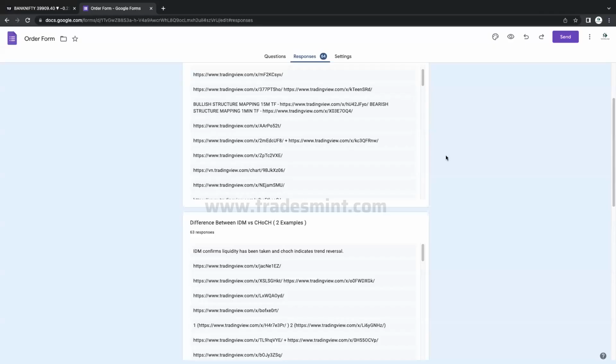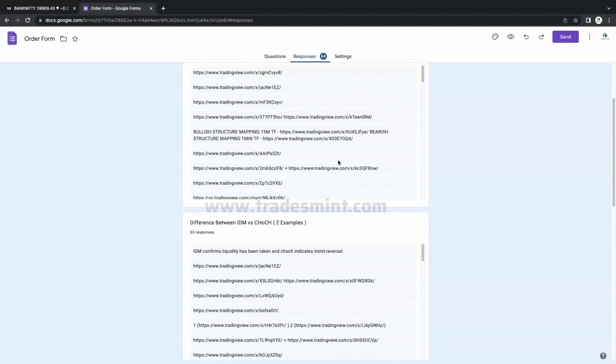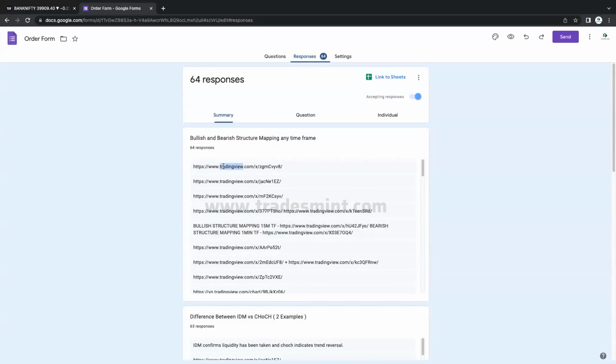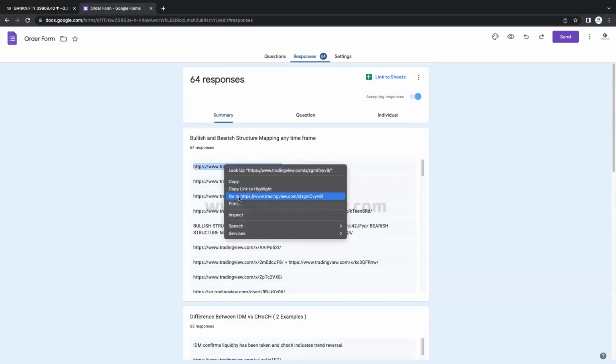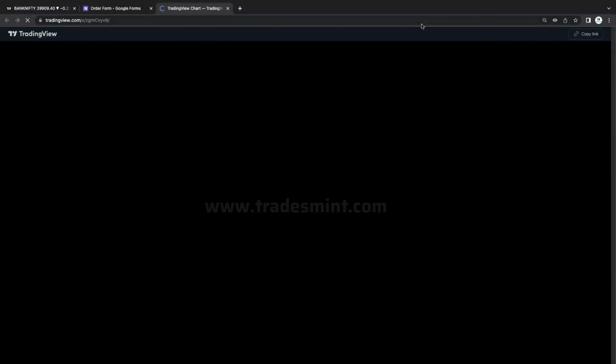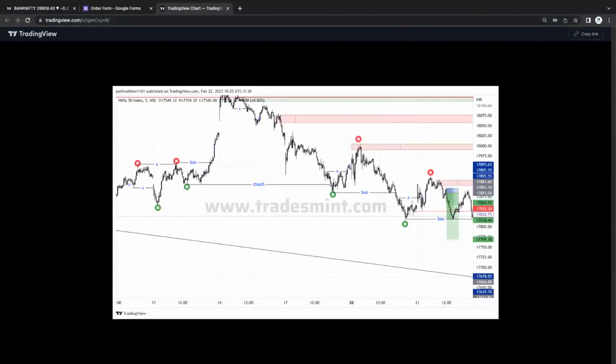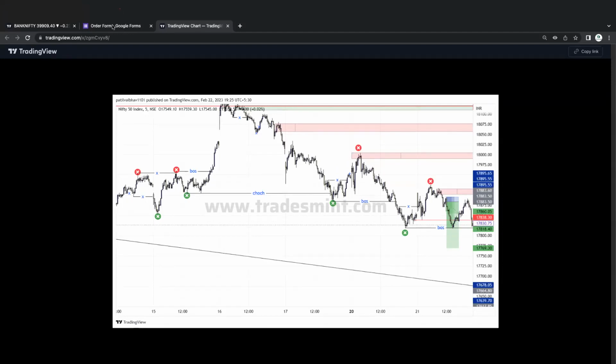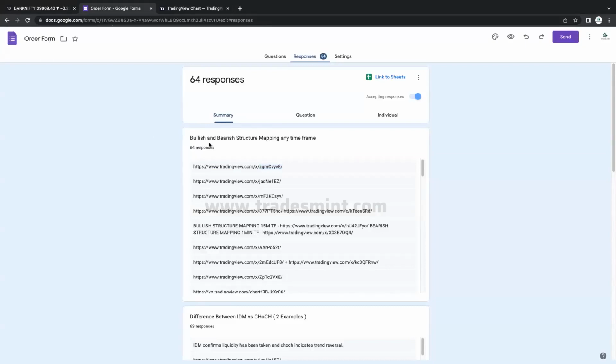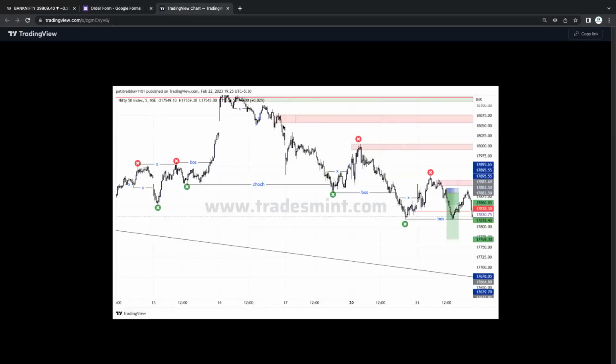Okay, so now let's check the homework. First of all, this was the first question: bullish and bearish structure mapping on any time frame, right? So this is our first answer here.